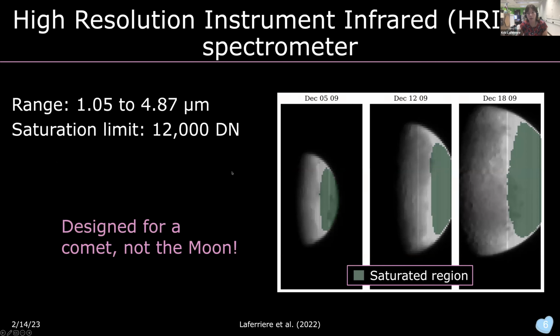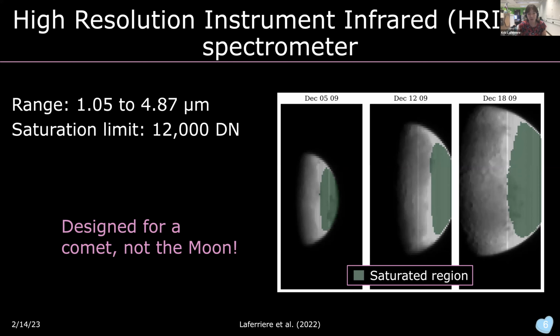And so luckily for us, there was more data. This high resolution infrared spectrometer goes from about 1 micron to just under 5 microns, which is really useful for the lunar surface because not only do we get the full extent of the 3 micron band, but we also get the thermal emission part. And so that enables us to directly remove the thermal component.